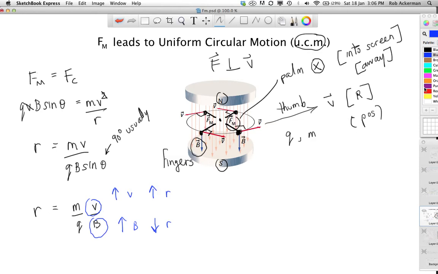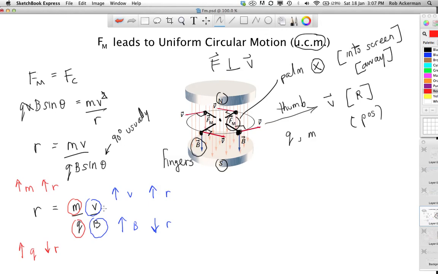How about the mass here? Just use a different color and you'll see why in a minute. The mass, as we increase the mass of the particle, it has more inertia. It's harder and harder to get that particle to move in a circle, so the radius increases. On the other hand, as the charge increases, more force is exerted because of QVB sine theta. So if you increase the charge, you get a smaller radius because more force is being exerted.